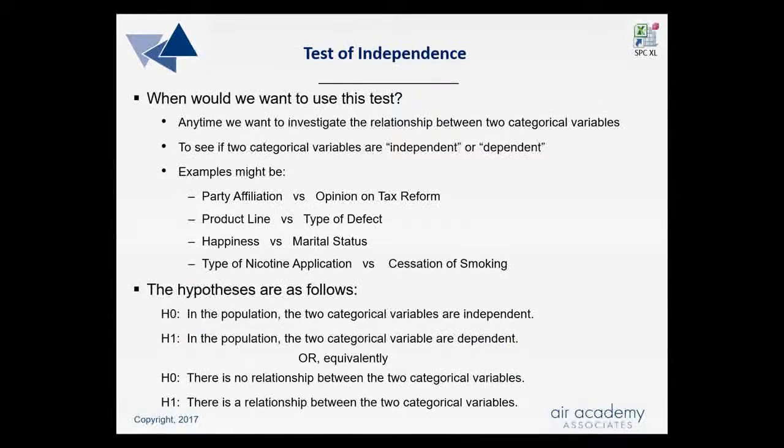Equivalently, these hypotheses can be set up as follows. H0, the null hypothesis: there is no relationship between the two categorical variables. And H1: there is a relationship between two categorical variables. So either one of these two hypothesis setups is deemed appropriate in a test of independence. I might say this before we go on, that if we were to conclude H1, that there is a relationship between the two categorical variables, that does not necessarily mean it's a causal relationship. There is a relationship, but the cause of that relationship may not be known at that particular time.